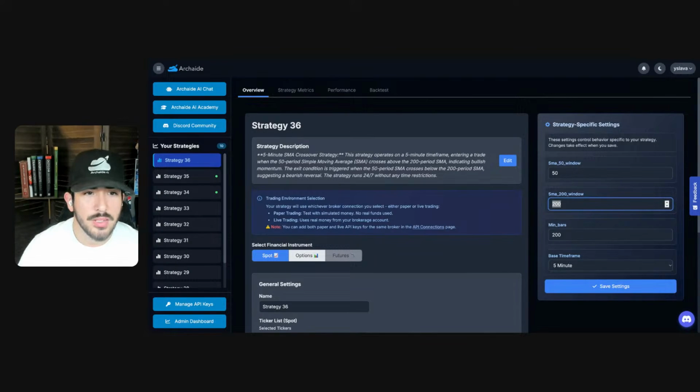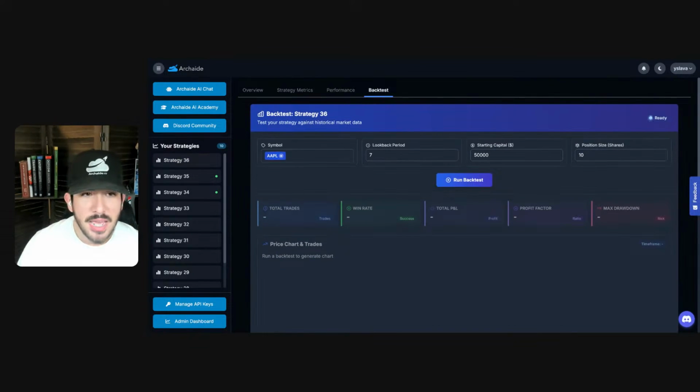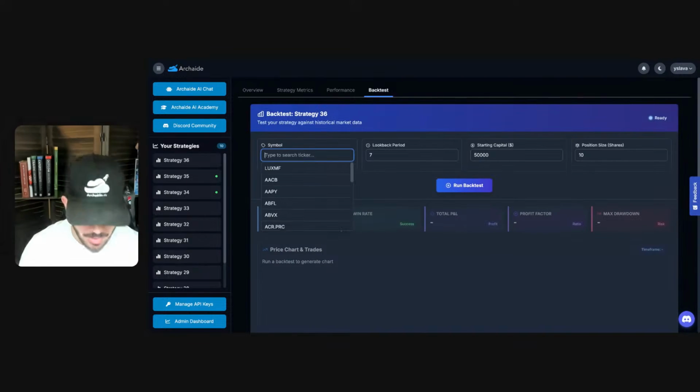And so the first thing we're going to do here with this strategy, let's see if it's even profitable. We're going to go ahead and go to backtest. And you could backtest in this platform. You could backtest normal stock strategies. You could backtest Bitcoin, whatever. You can also backtest option strategies. But for right now, we're not going to be backtesting options.